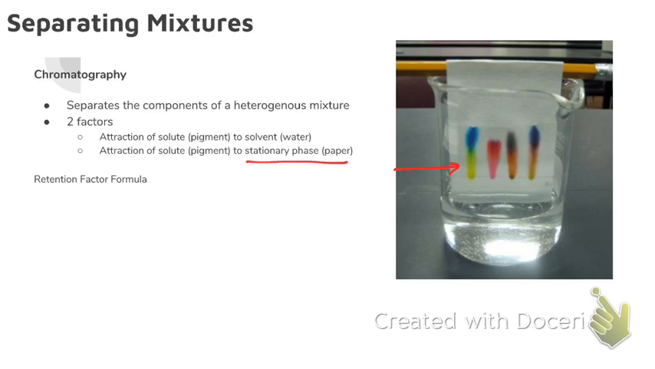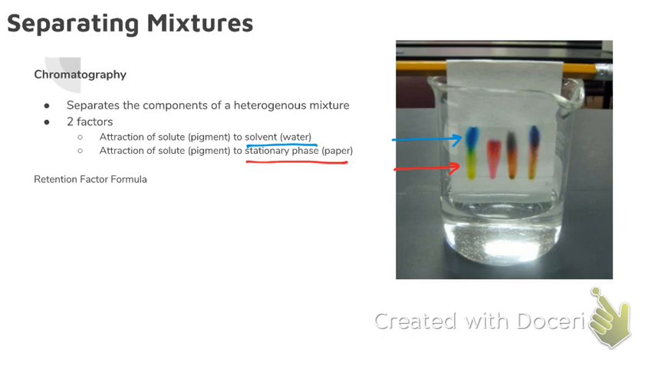to the stationary phase, which is the paper, and some of the color is very soluble in water, so it has a higher attraction to the solvent or the water. And so they separate because some of them are more attracted to the paper and some of them are more attracted to the water. The solute or pigment that is more attracted to the water will travel with the water, while the pigment that is not as attracted to the water will be held up by the stationary phase, or the paper.